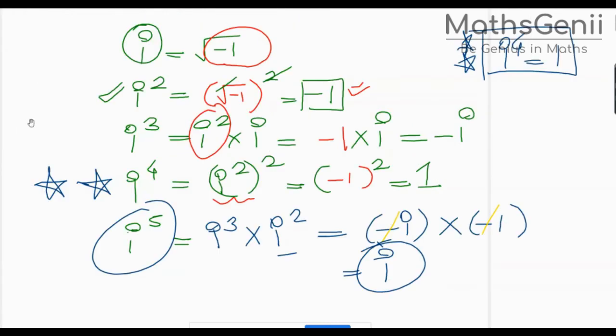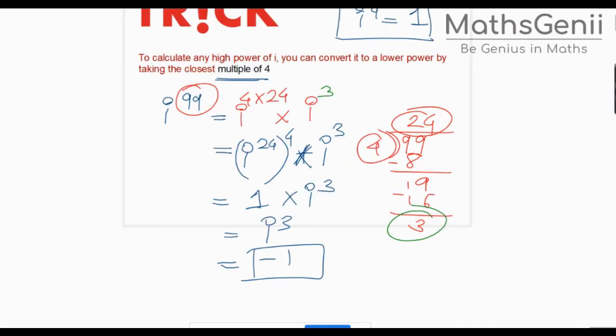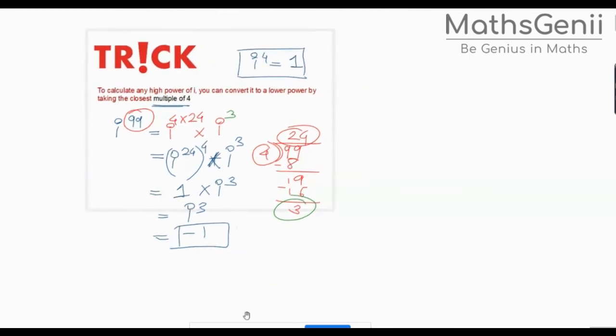I'll go back to the table and see what the value of i^3 is. i^3 value is minus 1. So 1 into i^3 is i^3, and the value of i^3 is minus 1. So the trick was, let any big number come, divide it by 4 and write it in this way. We'll do one more example. Okay? Don't worry, we'll do one more example.